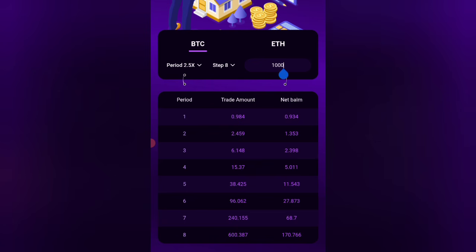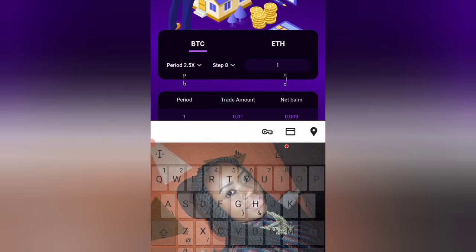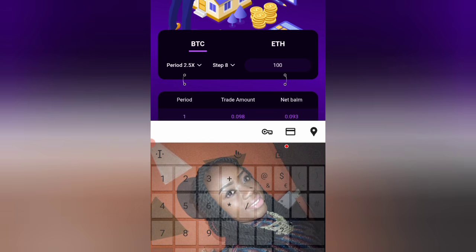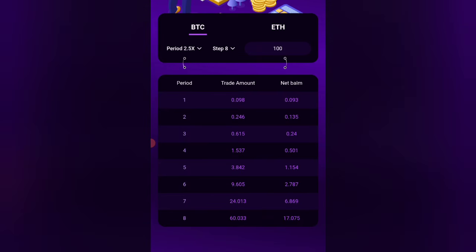So let's assume you have $100. The minimum deposit here on this platform is $10. So let's assume you have $100. So this is under BTC 28. You leave the calculator like this. Just enter the amount you have in your available balance. Then by default, you see the amount you're supposed to use to enter a trade.